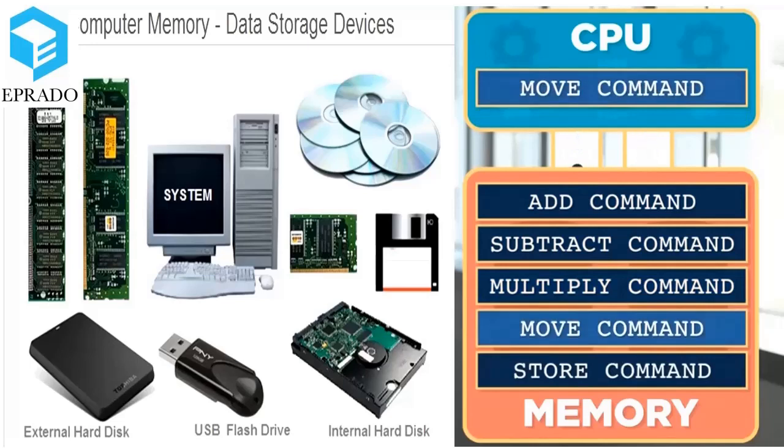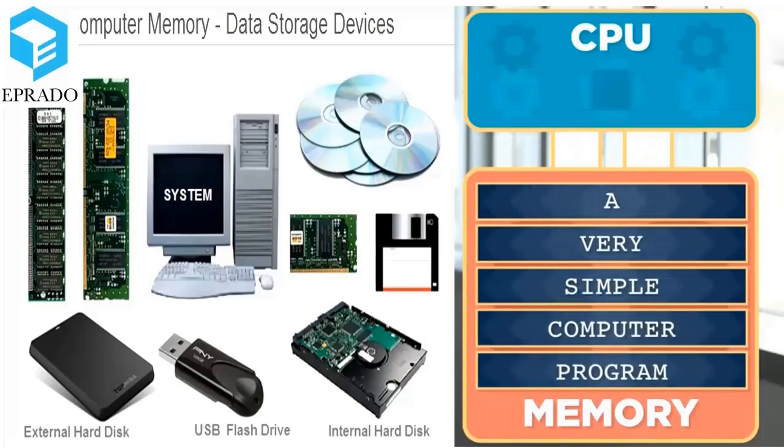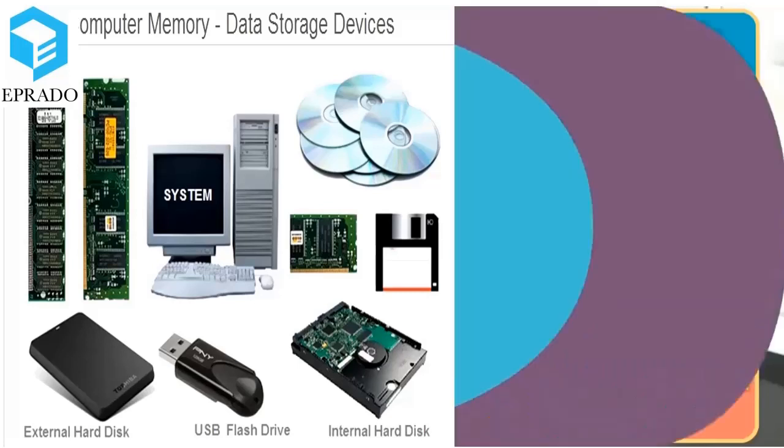The commands are processed one by one by the CPU and the output is stored in the memory. So, there is a flow of data from the memory to the CPU and the CPU to the memory unit. So, the data flows to and fro from the CPU to the memory.